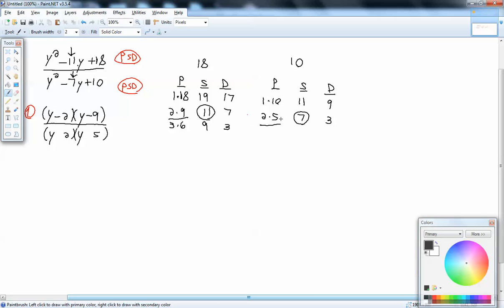Now the larger number in the P column, that we're using 2 and 5, so larger is a 5, will always be the same sign as the middle term, which is negative. Now the number I circled in the S column, S for same sign, so if that's negative, then the other one's negative.